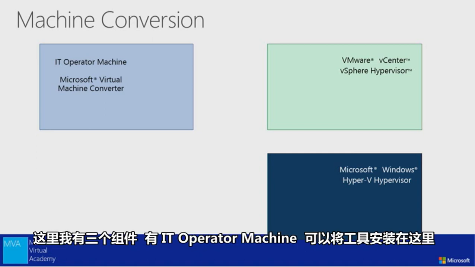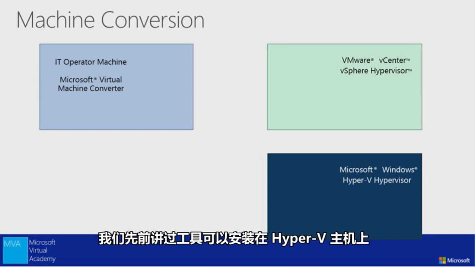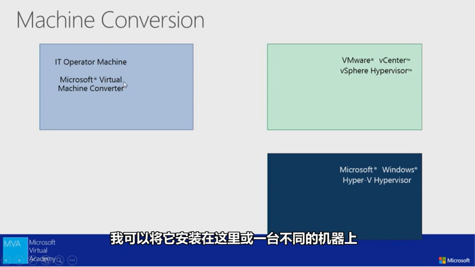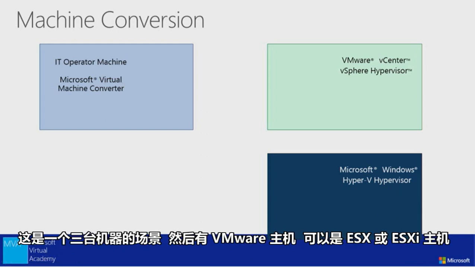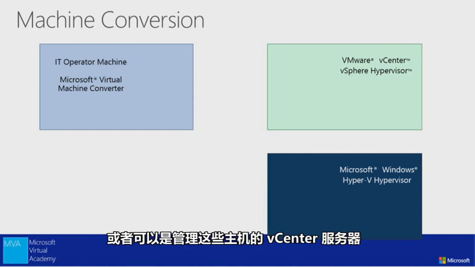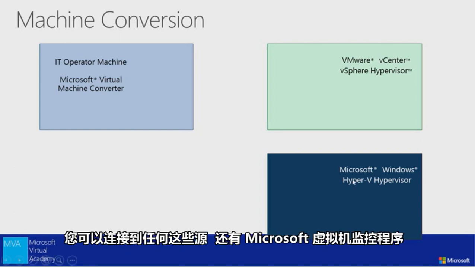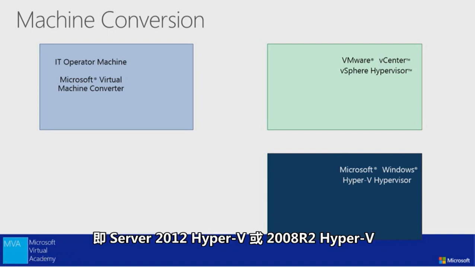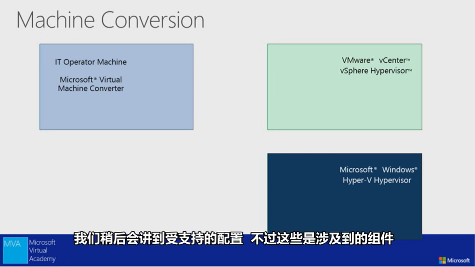So in here, I have three components. The IT operator machine, which is basically where the tool can be installed. We spoke about this a little bit earlier, that the tool can be installed on the Hyper-V host itself. So I could potentially install it here or in a different machine. So this is a 3-machine scenario. Then there is the VMware host, which could be your ESX or ESXi host, or it could be a vCenter server that manages these hosts. So you could connect to any of these sources. And there is the Microsoft hypervisor, which is Server 2012 Hyper-V or 2008 R2 Hyper-V. We'll talk about the supported configuration later on, but these are the components involved.